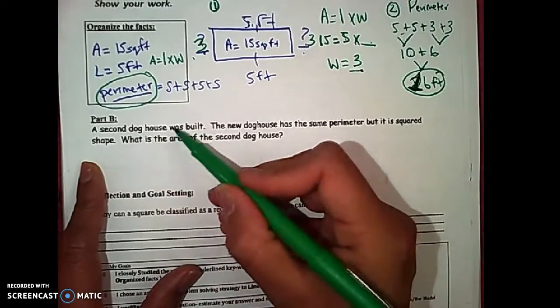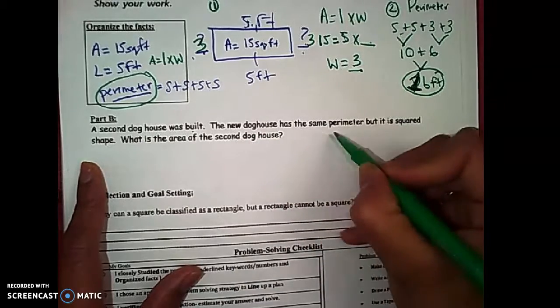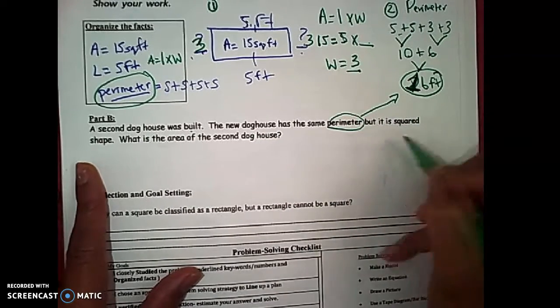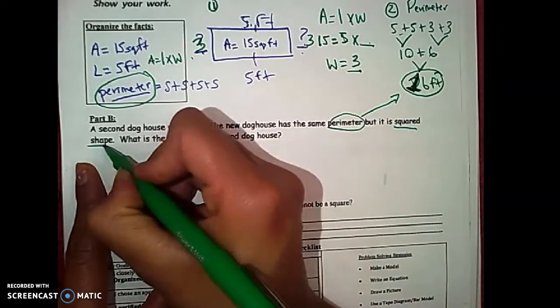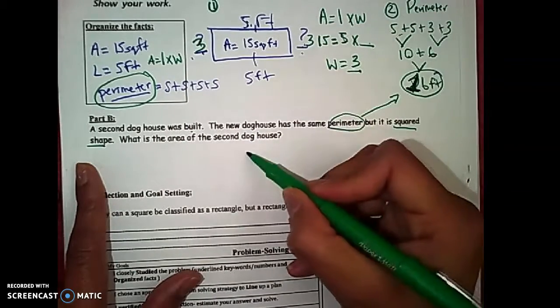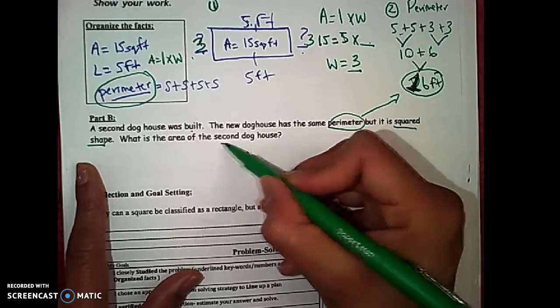A second doghouse was built. The new doghouse has the same perimeter. Oh, so meaning the 16. But it is square shaped. So this one was rectangular shape. Now we're dealing with a square shape. What is the area of the second doghouse?